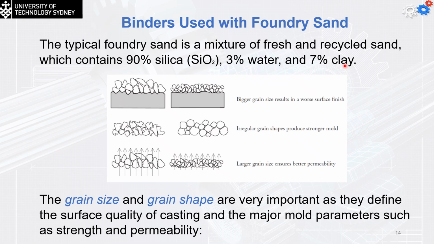So once again, the grain size and the grain shape are going to be very important as they define the surface quality of the casting and the major mold parameters such as the strength and the permeability. Okay, so you can see that the bigger the particles are, the worse surface roughness we're going to achieve. The interlocking will prevent the permeability for the particles.